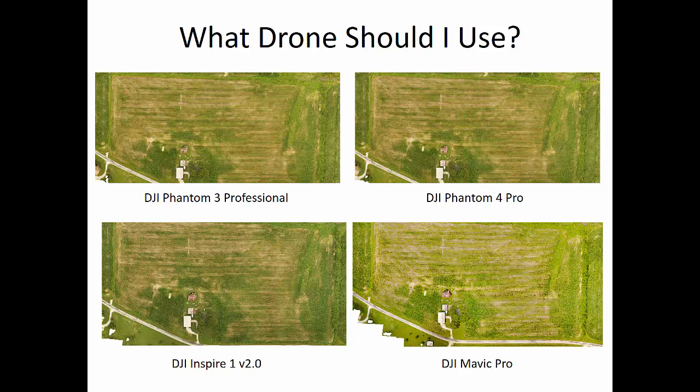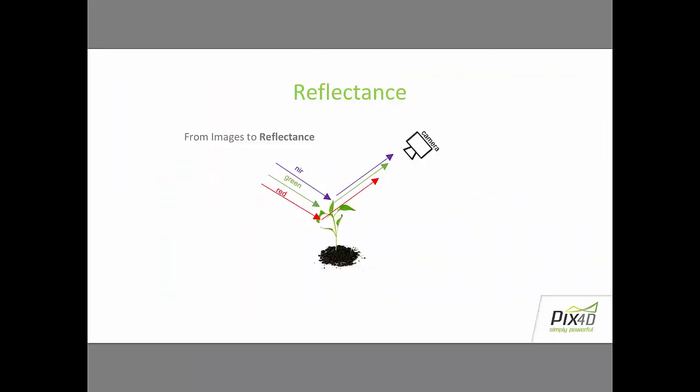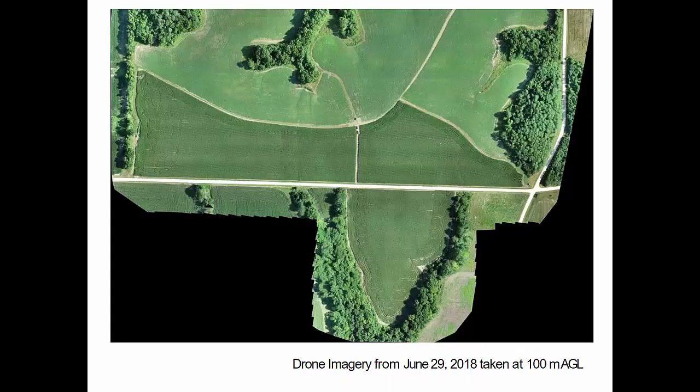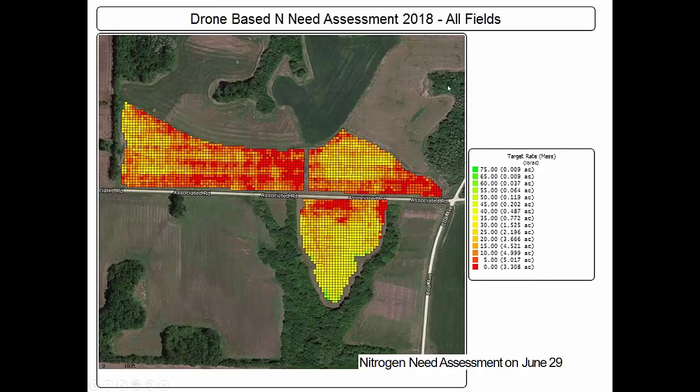The 3 Professional, the 4 Pro, and the Inspire 1 version 2 look pretty similar. Even the Mavic Pro, there could be some things we've discovered, probably with the camera settings, that make it look a little bit different in color value, but they look very similar. So everything that we've talked about, if I go back to this data here, we're basically just using the green part of the image. That image is red, green, and blue, and we're just using the green values of the pixels to come up with something like this.